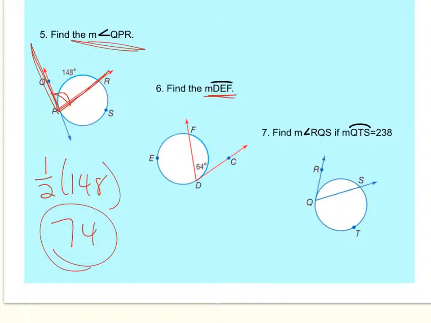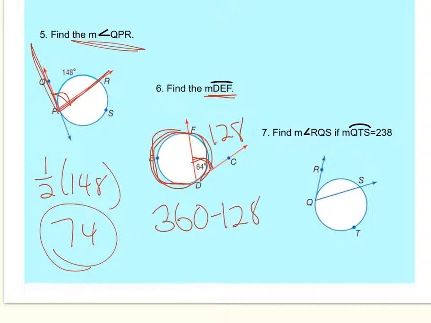All right, likewise, figuring out DEF. DEF is this. Okay, well, that doesn't help me, but what does help me is this 64. So if this is 64, I know this arc is going to be 128. So to figure out the other one, I can subtract that from 360. A circle is still 360. It doesn't change. So you're going to get 232.